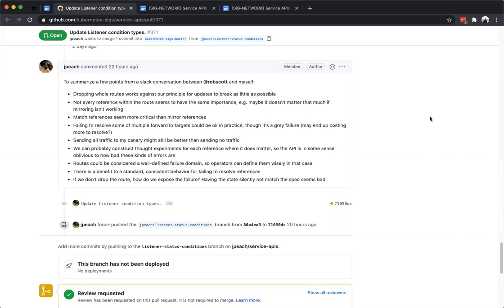One issue which I think is probably one of the more interesting is, what do you actually do when it fails to resolve, but you still accept the route? If you accept the route and mirroring is turned off, for example, how do we tell the operator that that's happened? If we just silently said everything's okay, then everything would be okay, but the actual status in the infrastructure wouldn't match the spec. And that seems bad to me, because it's pretty misleading.